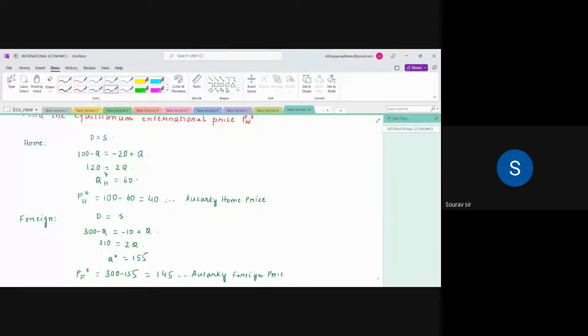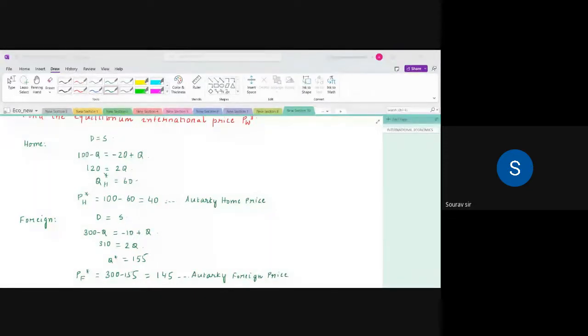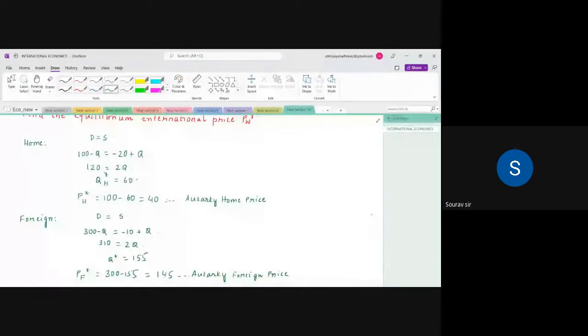Are you all getting these two answers? If any of you can confirm this once. Okay. Is it okay? I think I can see Rajiv and Pracheta in the call. Yes, sir. Okay. So now what we are seeing is that the autarky price of the home economy is lesser than that of the foreign economy. So who is going to import and who is going to export in this case? Any idea on that?